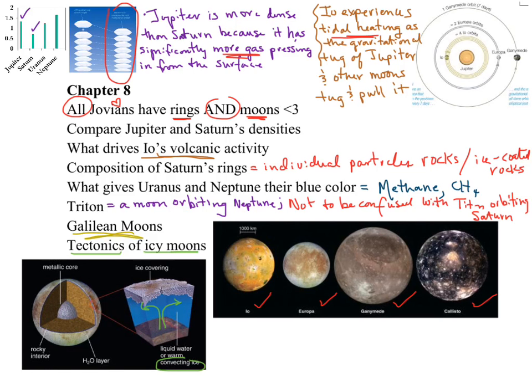What do we write down for the last one? Let's see. I circled liquid water or warm convecting. It's convecting ice, but I think liquid water is moving those plates.